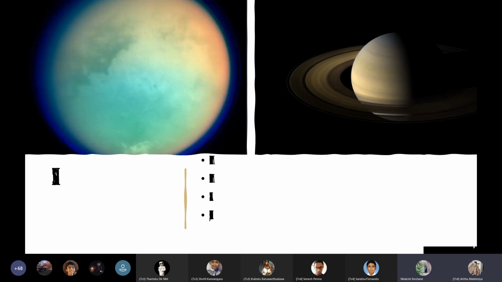About Saturn, Saturn is the sixth planet from the Sun, and it is the largest planet, and it's 9 times larger than the Earth. It has 62 satellites, and Titan, Dione, and Hyperion are some of the satellites of this planet. As you can see, the blue planet, and that's the Titan satellite.